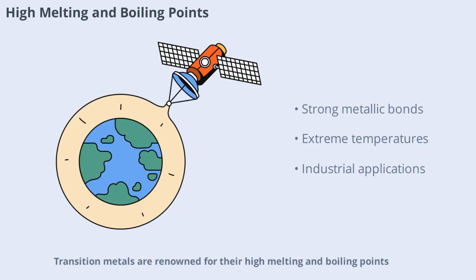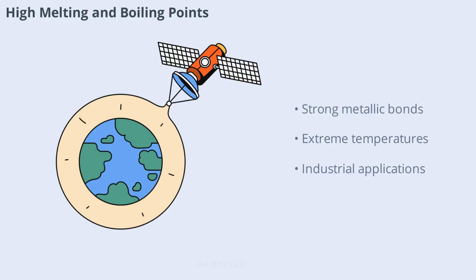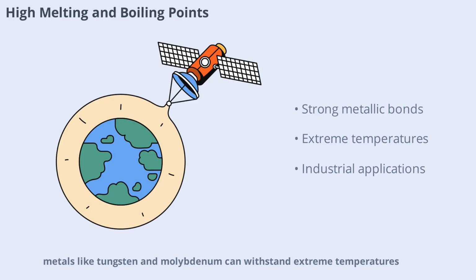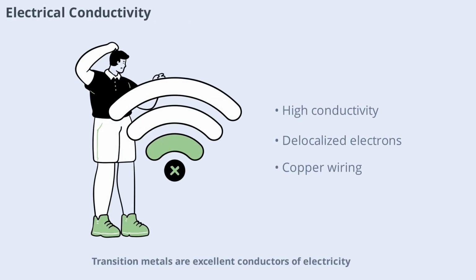Transition metals are renowned for their high melting and boiling points. This is due to the strong metallic bonds formed by delocalized d electrons. As a result, metals like tungsten and molybdenum can withstand extreme temperatures, making them essential in high-performance equipment and industrial processes. Transition metals are excellent conductors of electricity thanks to their delocalized electrons.